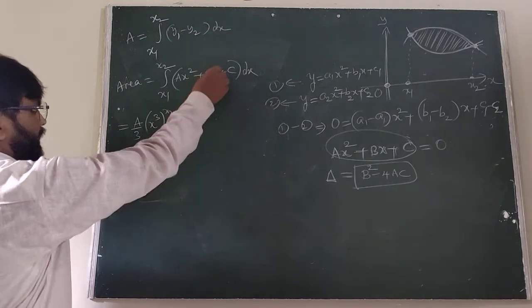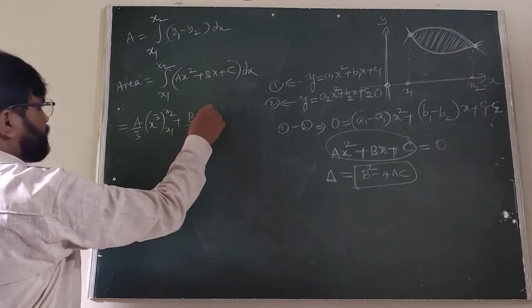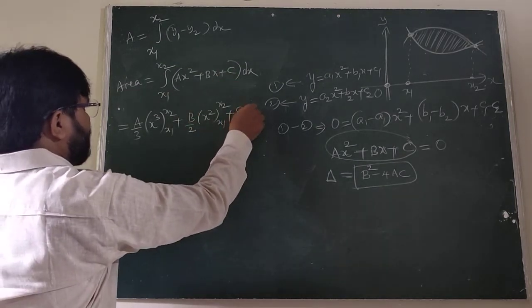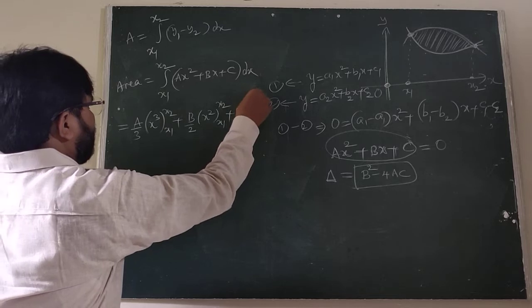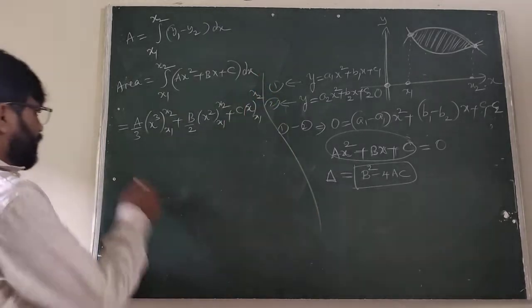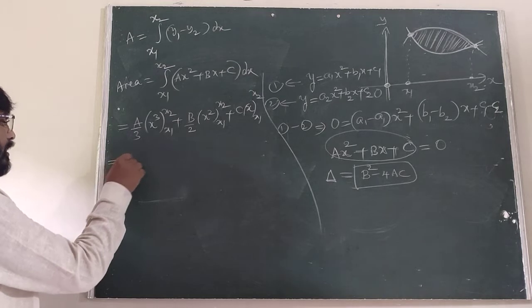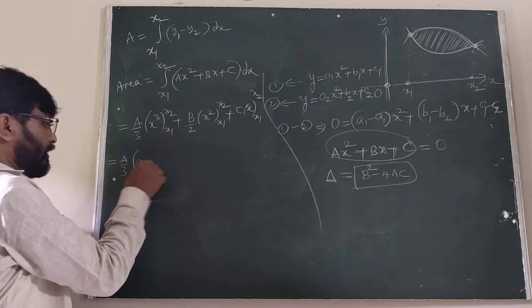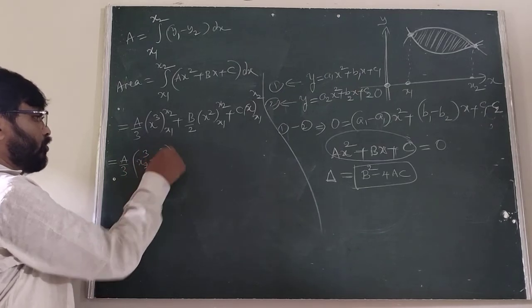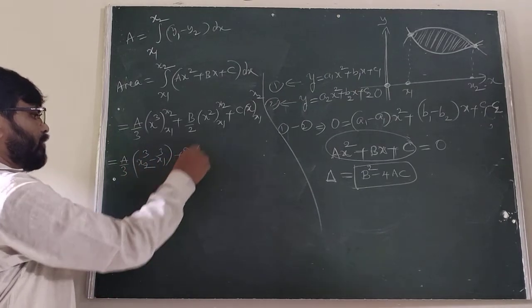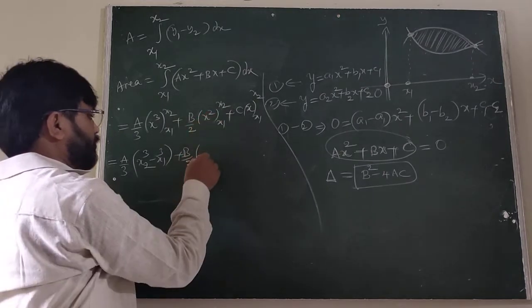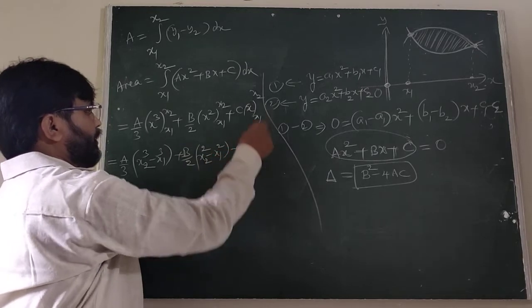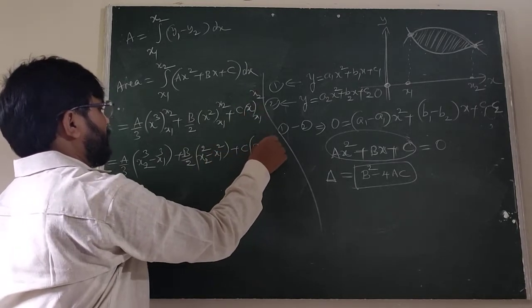Now this is bx²/2, with limits x1 to x2. The final one is cx, with limits x1 to x2. Is it clear? We can write a/3 into, first substitute the upper limit, x2³ minus x1³. Similarly b/2, substituting x2² minus x1², and c into x2 minus x1.